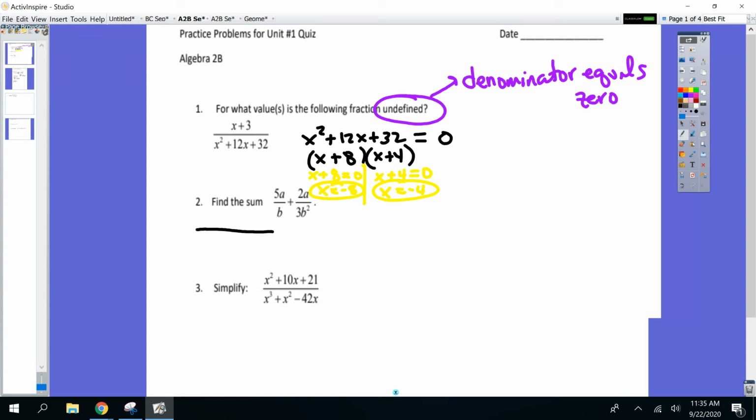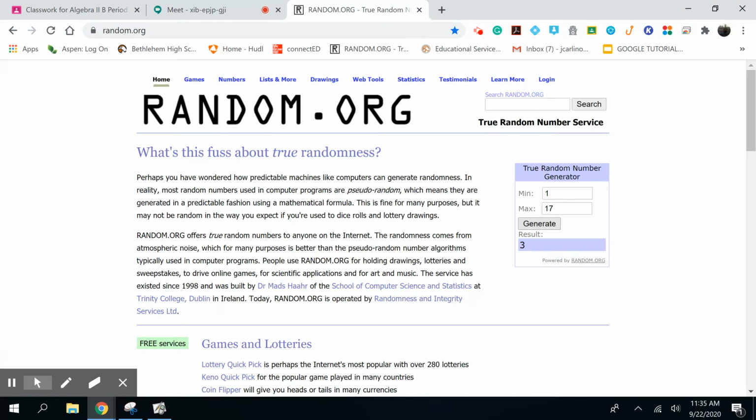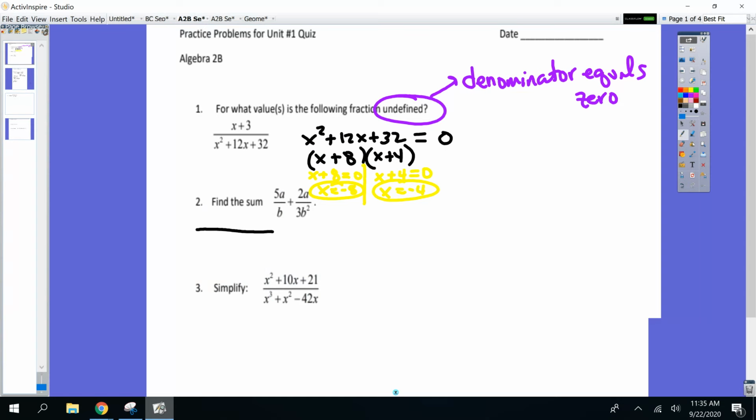B and 3b squared. What would be my common denominator for b and 3b squared now? Number and variables. Dan, what do you think there? B squared would be in there because that's the highest of the exponents. But still, what's missing that I didn't take care of yet? Oh, the 3. Yeah, the 3 has got to go in there too. So 3b squared. Good job. Good work, Dan. Thank you.